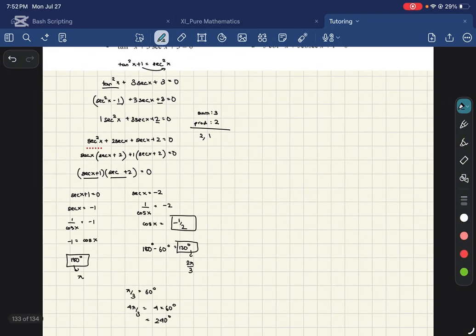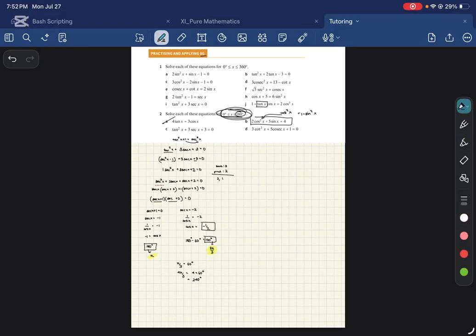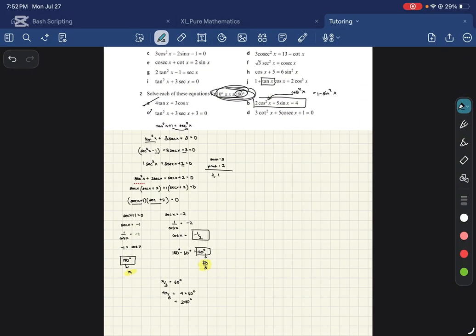So of your three solutions, you only have two solutions, which is pi and 2 pi by 3, which your textbook lists. And 4 pi by 3 is going to be out of the domain, in my opinion. So that is how you do C. All right.